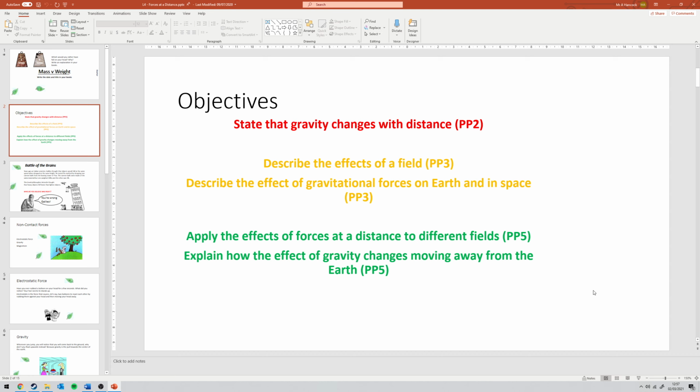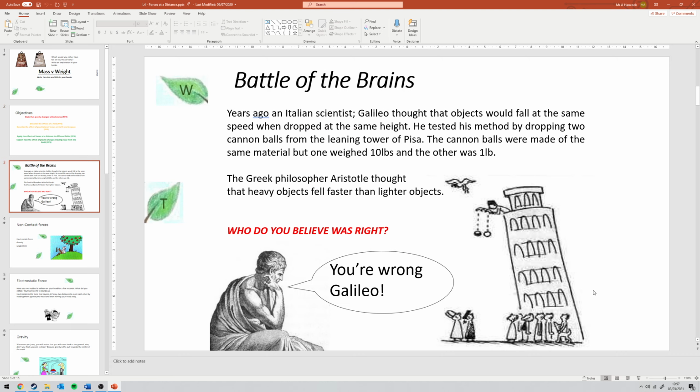I just want you to have a think about that. Then, don't really look at the lesson objectives today because we're changing it a little bit. So I'm just going to read this. Years ago, an Italian scientist, Galileo, thought that objects would fall at the same speed when dropped at the same height. He tested this method by dropping 2 cannonballs from the Leaning Tower of Pisa. The cannonballs were made of the same material, but one weighed 10 pounds and the other weighed 1 pound.